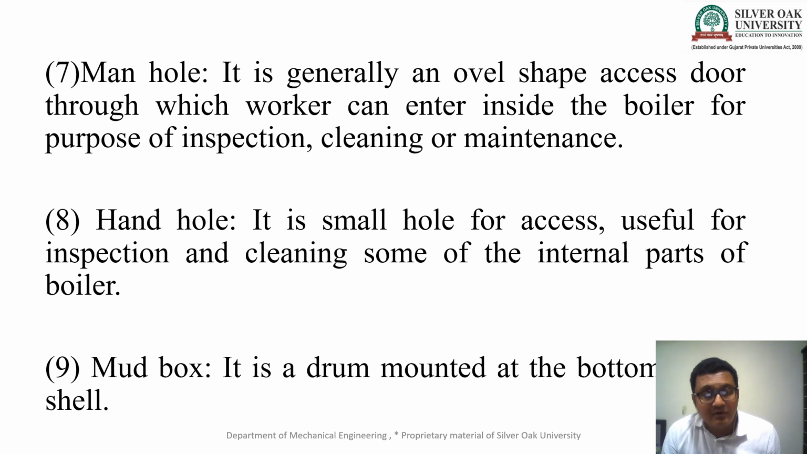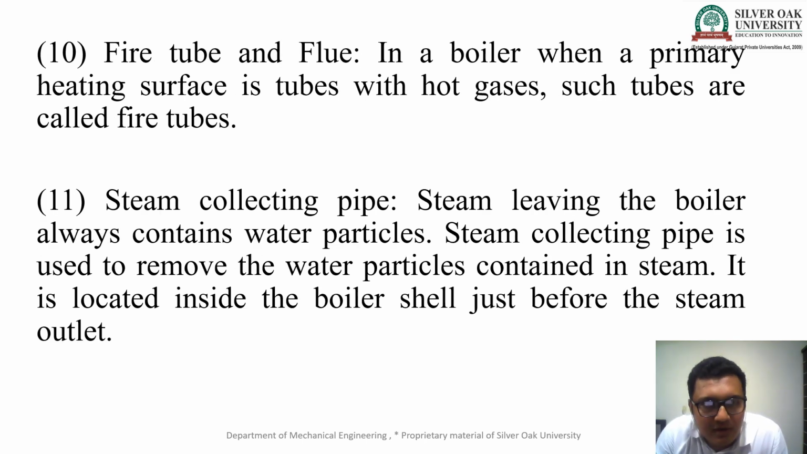Mud box is a very important part for any kind of boiler. It is a drum mounted at the bottom of the shell. In the mud box we collect the impurities of the boiler, whatever impurities occur in the water, or impurities available inside the fuel. Now the 10th one, fire tube and flue. In a boiler, when the primary heating surface is tubes carrying the hot flue gases, such tubes are called fire tubes.